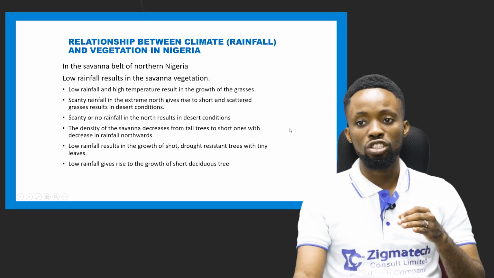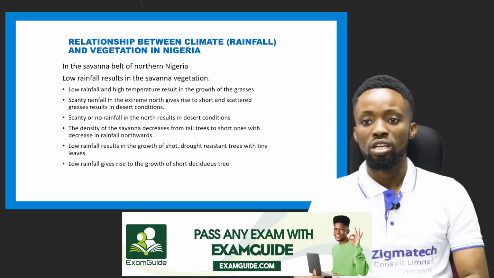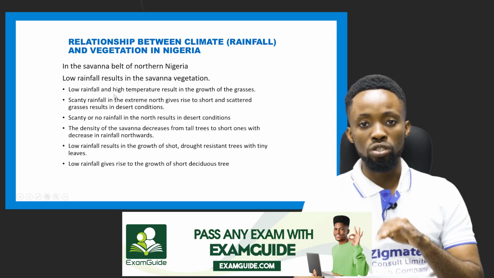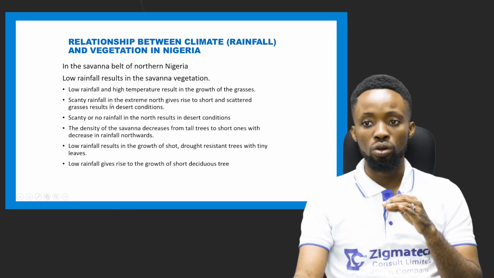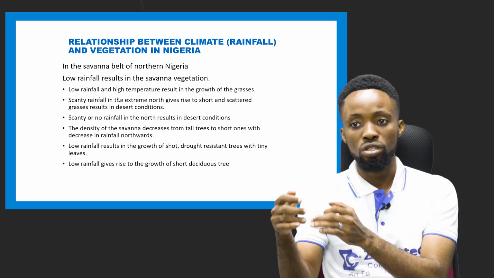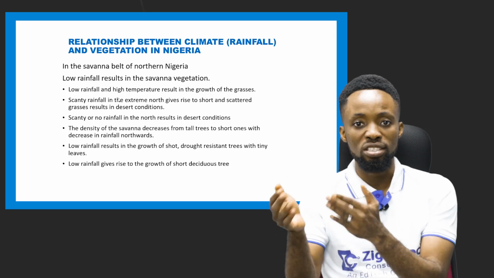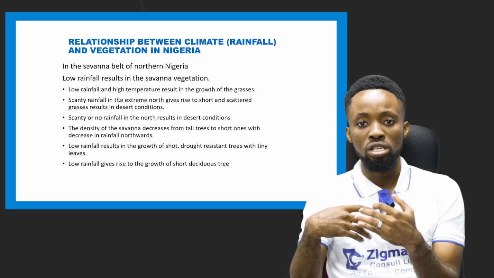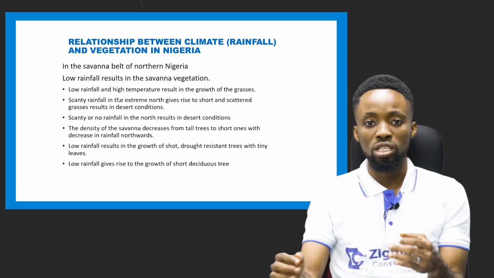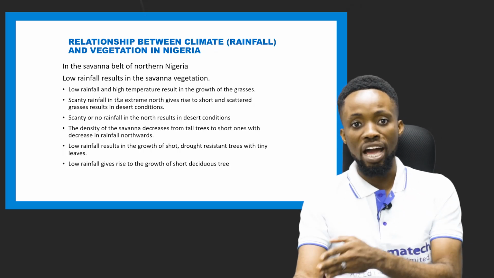Now let's look at the relationship between climate and vegetation in the savanna belt. Now, low rainfall in the savanna region will cause the growth of grasses, and also the high temperature we have there can as well cause grasses to grow. So if you go to the northern part of Nigeria, the Sudan and Sahel to be precise, you're going to see series of grasses, and species of grasses, growing in such a particular climate. That's because they have a low rainfall and a high temperature.